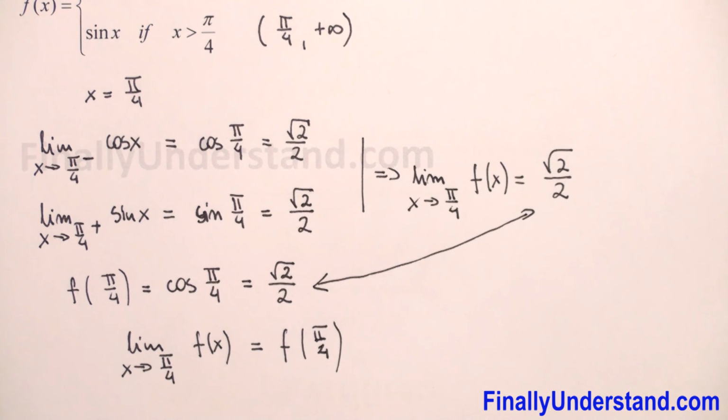So we can say that our function is continuous at point x equals pi over 4, so our function f is continuous in its domain from negative infinity to positive infinity.